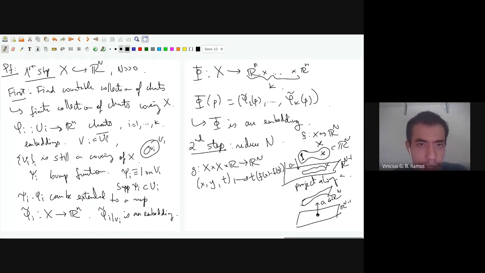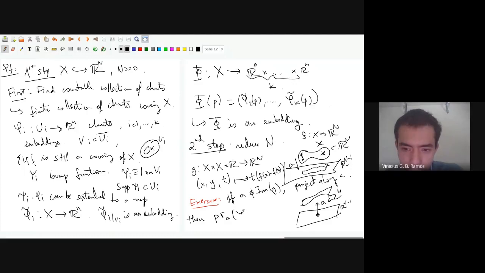The point is, it's easy to check, and maybe I can call it an exercise, that if A is not in the image of G, then the projection along A composed with f is still injective. Okay, so if A is in the image, you can see that it's not injective. So this is the condition that you need for it to be injective. If A is not in the image of this G, that means that if I take two different points of X, when I project them, they will be mapped to two different images in Rn minus 1.